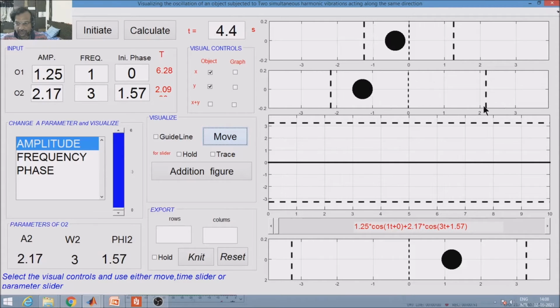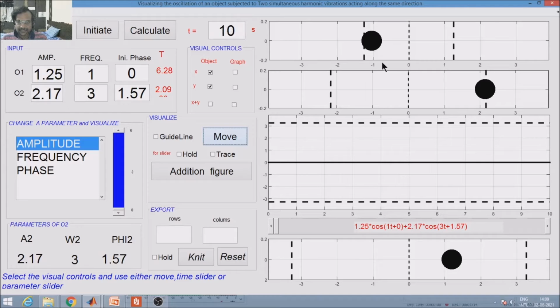Each one has its own fixed limit, 2.17 and 1.25 for the first oscillator. Each time it comes to the left extreme, it would visit the dashed line, and each time it reaches the right extreme, it would visit the right dashed line. So is the case with oscillator 2. This is one of the characteristics of simple harmonic motion.